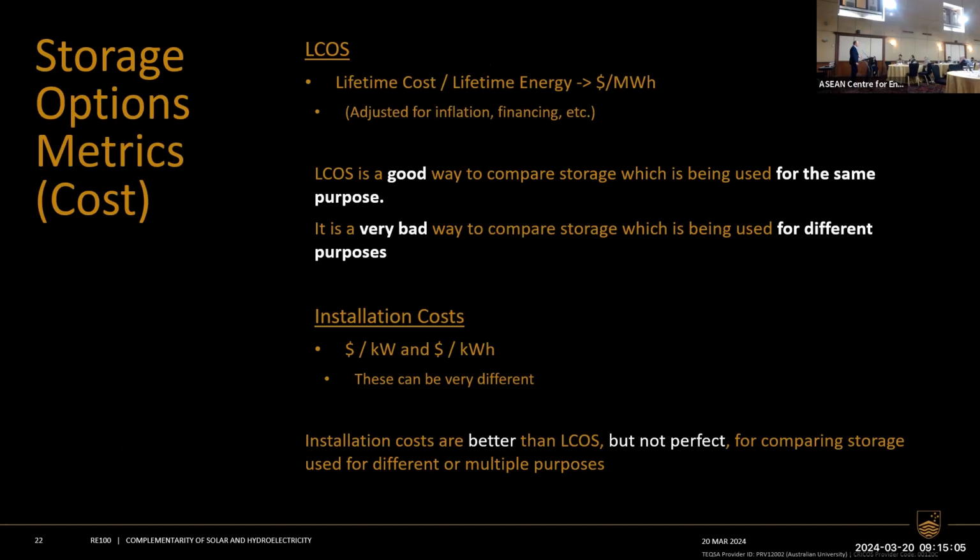So how do we pick between different types of storage? Here are some cost metrics. Many of you are probably familiar with levelized cost of storage. This is where you take the total cost of your system divided by all of the energy in its lifetime. You get a number in US dollars per megawatt hour. This is a good figure for comparing storage types which are being used for the same purpose. It is a very bad figure to compare storage types which are being used for different purposes.